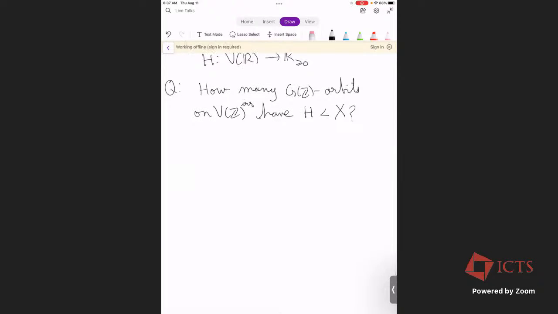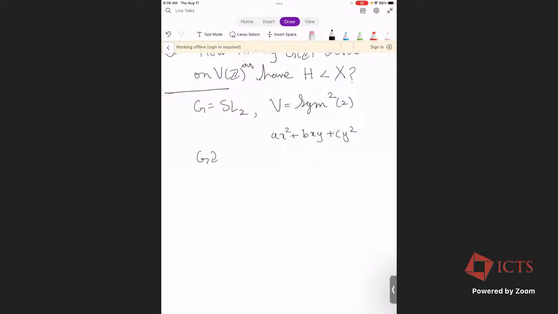So let's begin with one of the most classical examples. Let's take G to be SL_2, and let V be the space of binary quadratic forms. Elements in V are of the form ax^2 + bxy + cy^2. And G acts on V by a linear change of variables, where gamma f of (x, y) is just going to be f((x, y)·gamma). So we have this nice action.